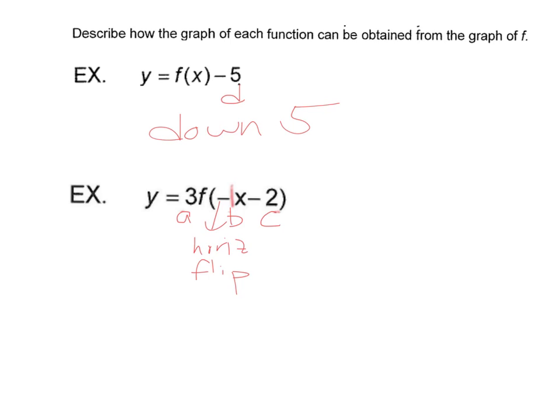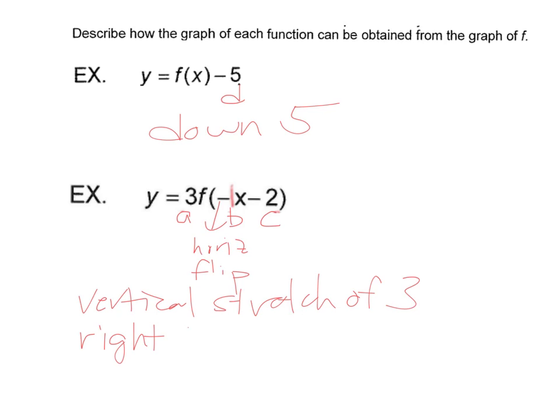A is greater than 1, so we'll say a vertical stretch of 3. And we already wrote horizontal flip. And then since B is 1, 1 doesn't do anything. So I don't need to write anything down about B. C, the sign in front of C is a minus. That means to the right. And it's C divided by B, 2 divided by 1. You don't worry about any of the minuses, just the numbers themselves. So it's to the right 2.